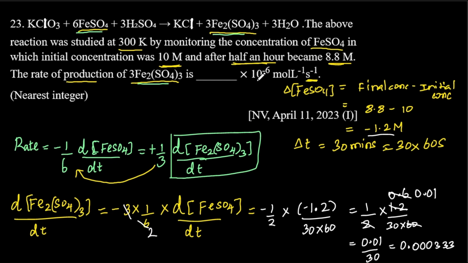Here if you see the answer, it is in 10 power minus 6. So you have to bring the decimal point after 6 digits: 1, 2, 3, 4, 5, 6. So now the answer is 333 into 10 power minus 6. So the answer is 333 into 10 power minus 6 mole liter inverse second inverse.